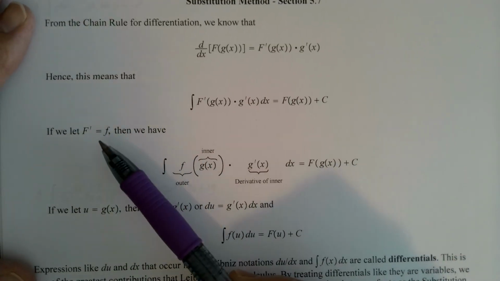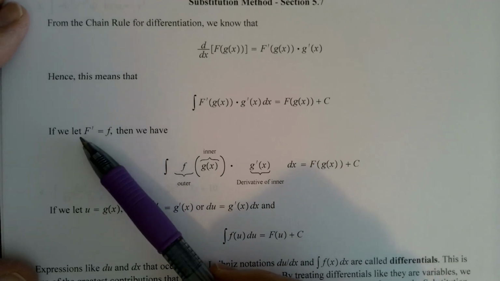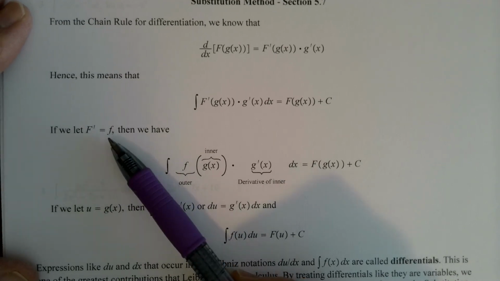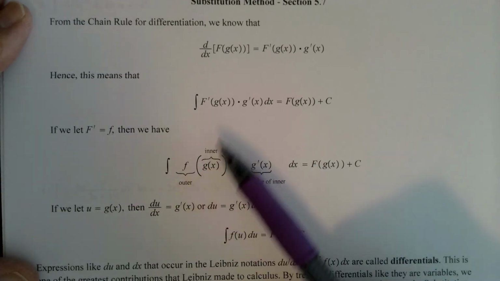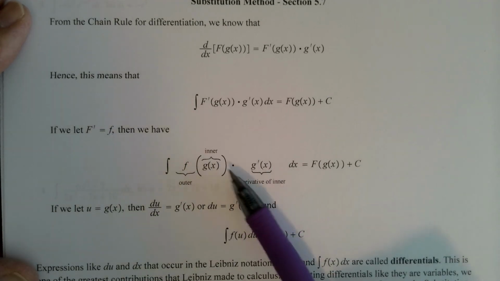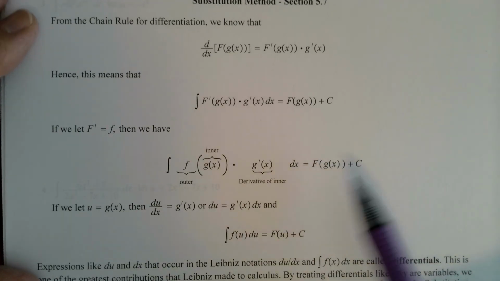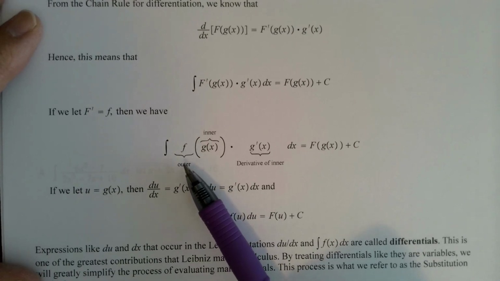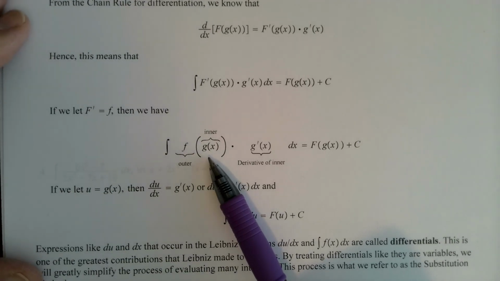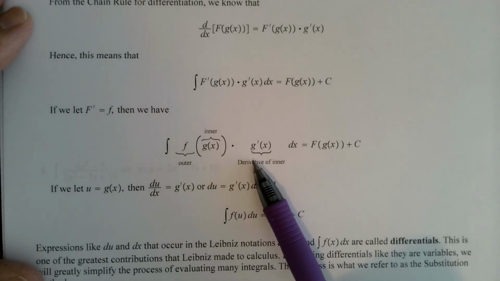Okay, we want to clean this up a little bit. So notice if I let capital F prime be little f, so that capital F is the antiderivative of little f, I'm just going to do this for a change of notation. Then we'll have f prime is little f of g of x times g prime of x, and that's going to be equal to capital F of g of x. So remember, little f now is our outer function. Inner function is g of x. And notice we have times the derivative of the inner function.